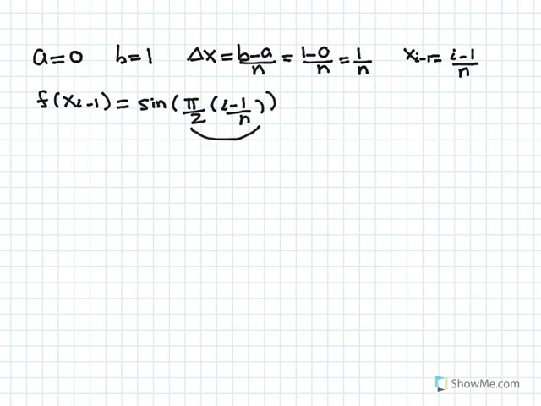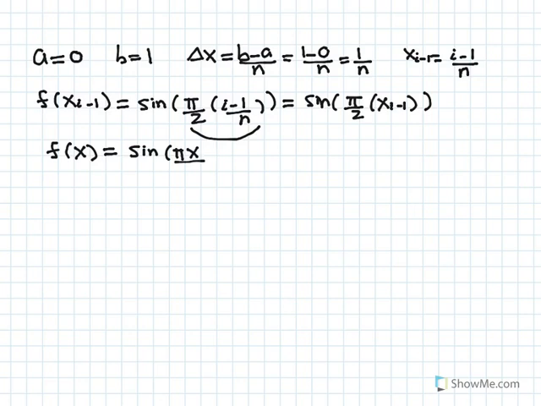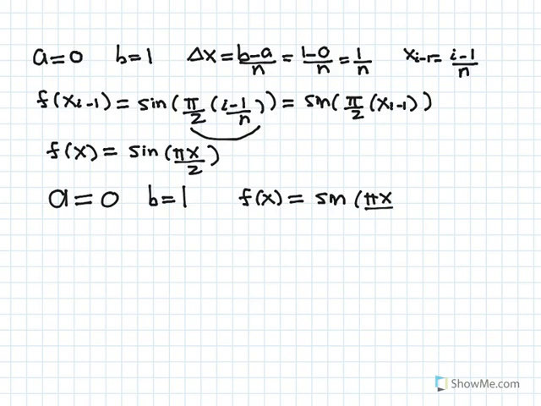But this part is x_{i-1}. That's sine of pi over 2 times x_{i-1}. Well, that means that f of x is equal to sine of pi x over 2. So we now have all the pieces of the puzzle. We have a equals 0, b is equal to 1. We have the functional values f of x is equal to sine of pi x over 2. So we can now turn the Riemann sum into a definite integral.